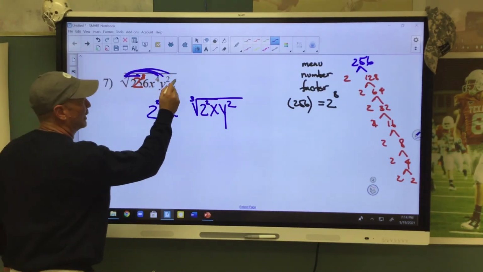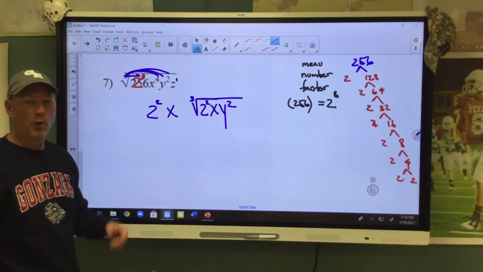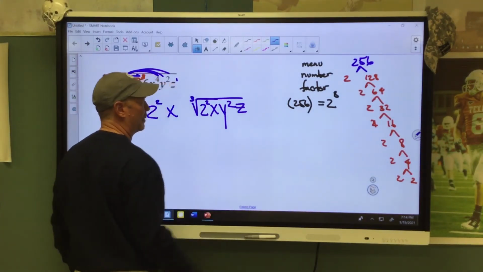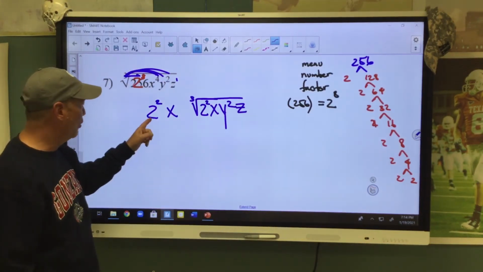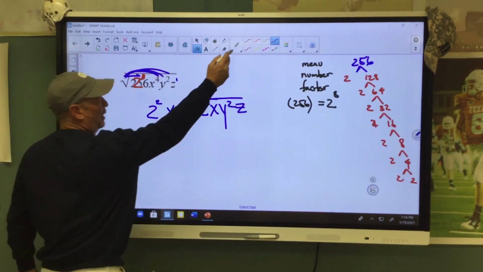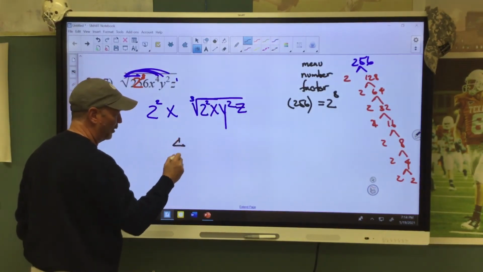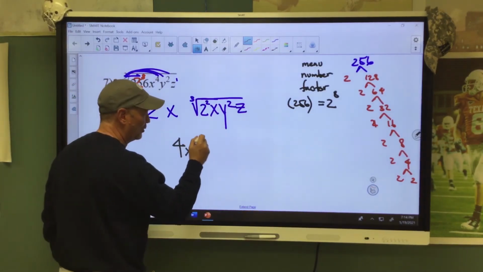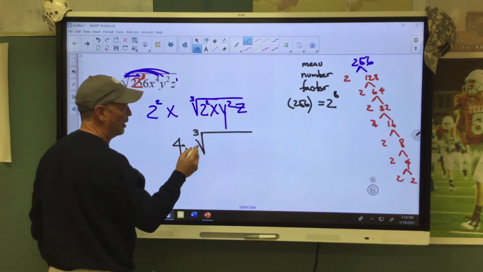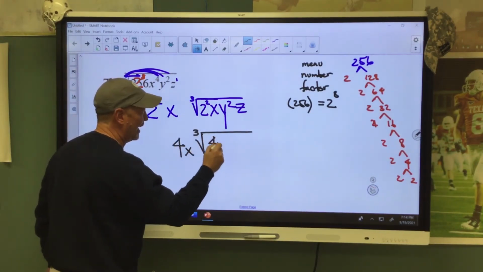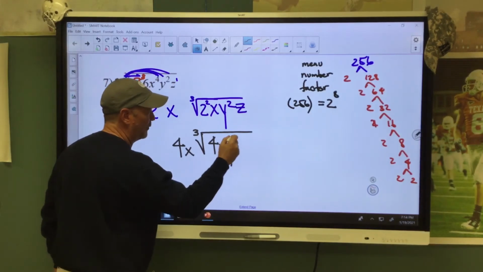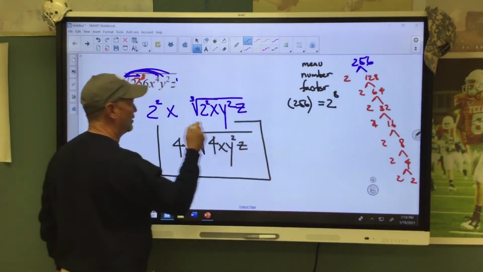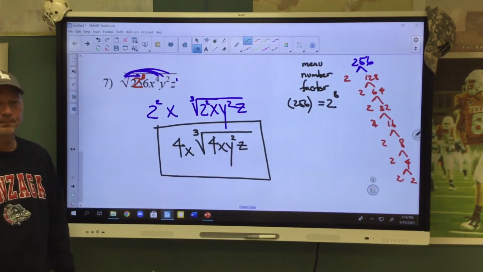Will 3 go into 1? Because there's an invisible 1 on that z. Will 3 go into 1? No. So that z stays inside. So when we clean this up, because we know what 2 squared is, we would say my final answer is 4, because 2 to the 2nd power is 4, x cube roots of 4x y squared z. This would be our final answer after simplifying that radical.